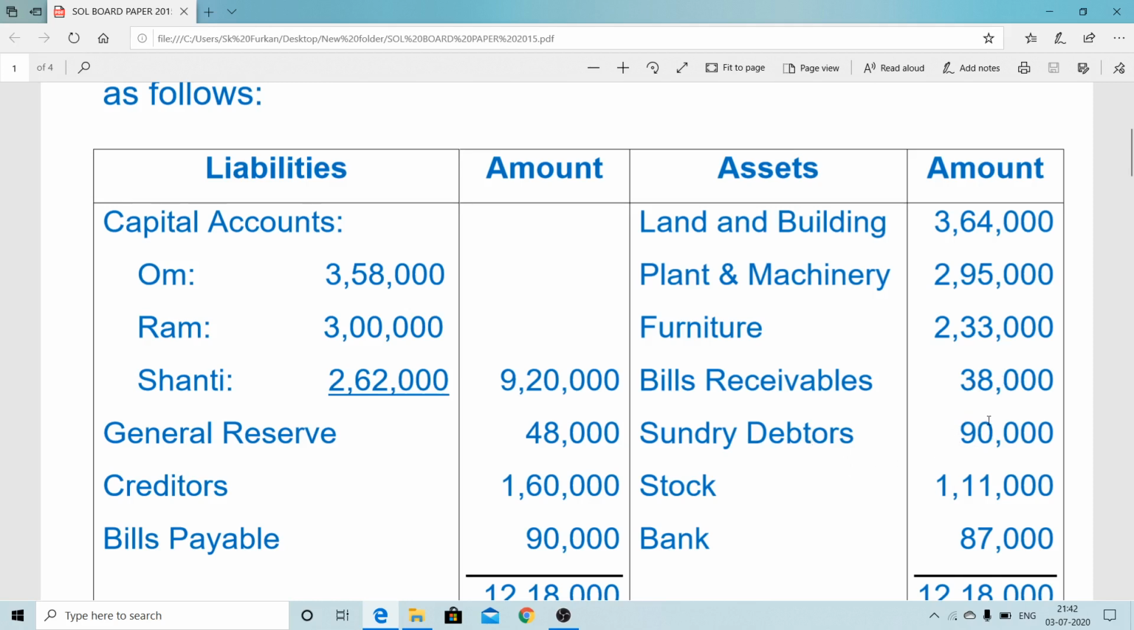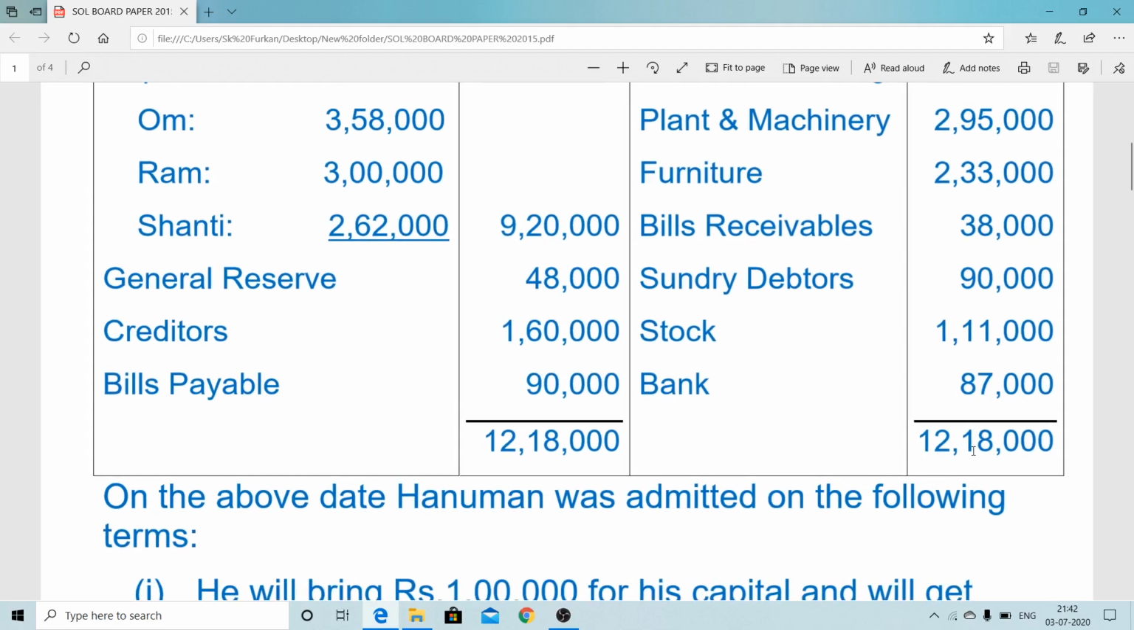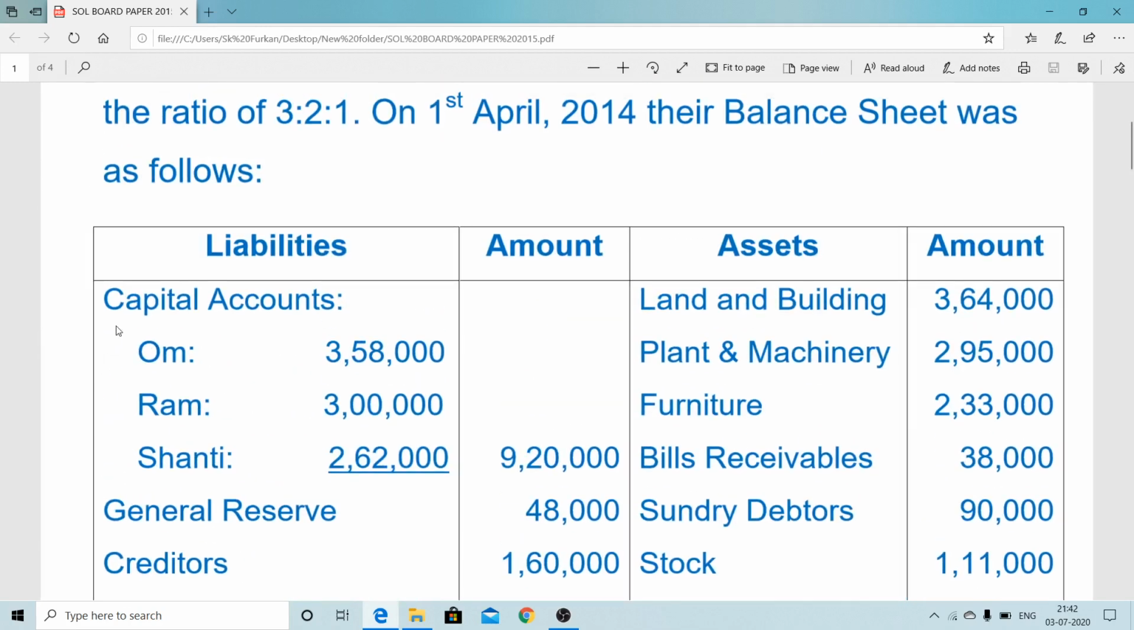All are good customers, good debtors. Here in this case bad and doubtful debts we cannot see at that moment. Stock in trade, 1,11,000 and bank balance 87,000. Total of the asset side, 12,18,000. Now on the liability side, Om's capital 3,58,000, Ram's capital 3 lakh and Shanti's capital 2,62,000. Total of their capital came to 9,20,000.